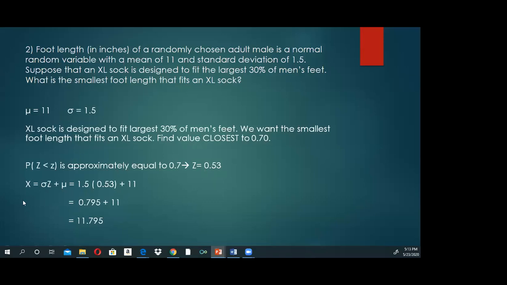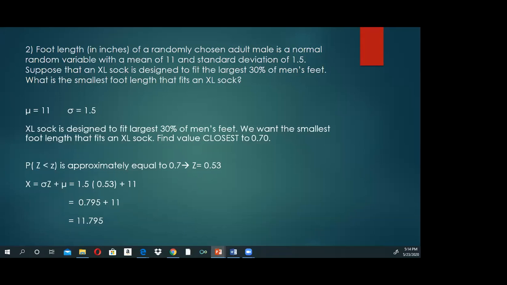So to find X, we're going to plug in the values into the formula. X is equal to the standard deviation times our standardized Z value plus our mean, which is equal to 1.5 times 0.53 plus the mean of 11, which is equal to 0.795 plus 11, which is equal to 11.795. Do you guys have any question about this?